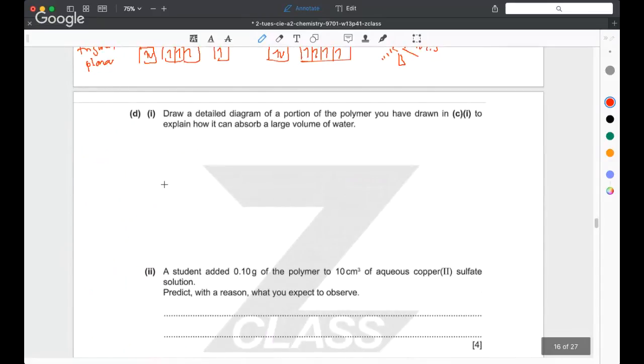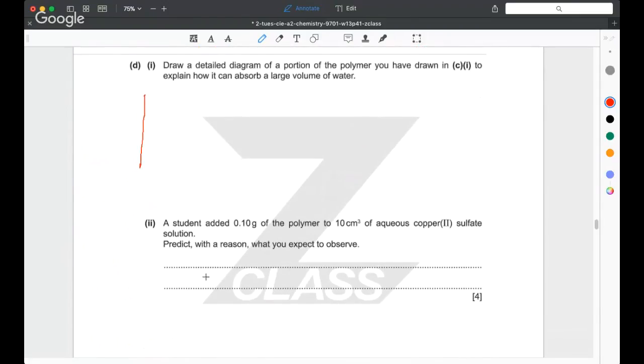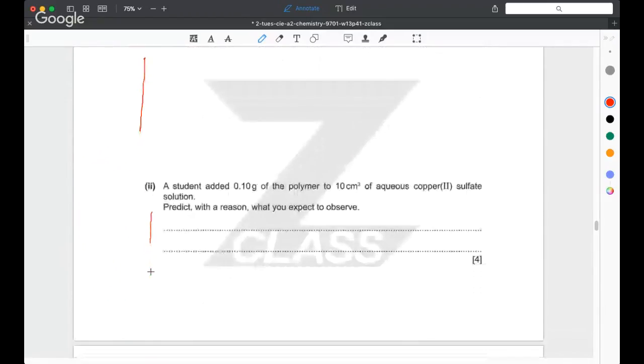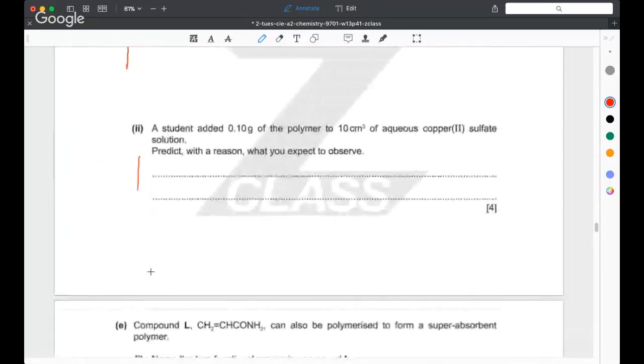Okay, there's a good description in the mark scheme about how the hydrogen bonds form there, and you can look that up. I'm not going to go over that. Similarly, the mark scheme explains well what happens to the observation when water is absorbed.